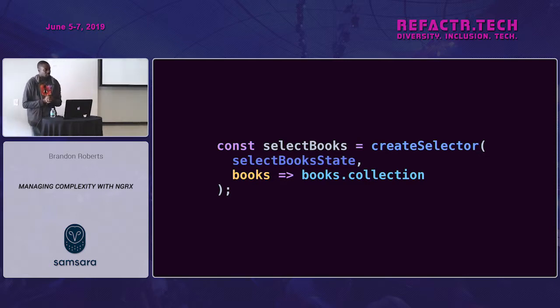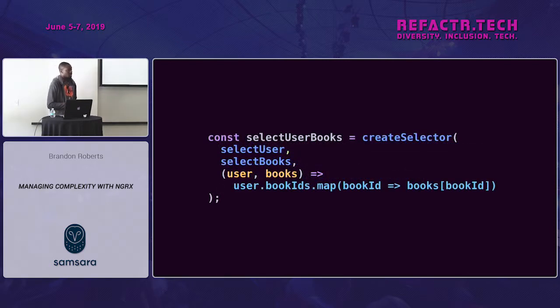If we look at this example of selecting books, we select the top level book state, and then we look at the property in our state that selects the collection. We also have libraries that manage some of this for you. Another one's called NgRx Entity. But in general, we have a selector here, and we could have another selector that selects the current user. We could combine those two sets of data together to return the books for a given user. So we're deriving new sets of data based on selectors that we've built up.